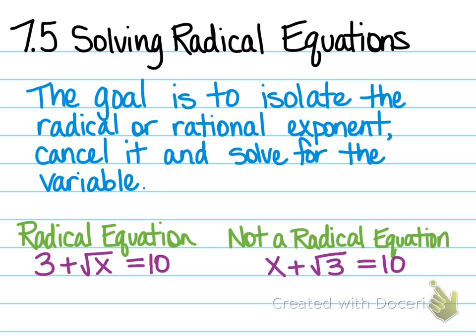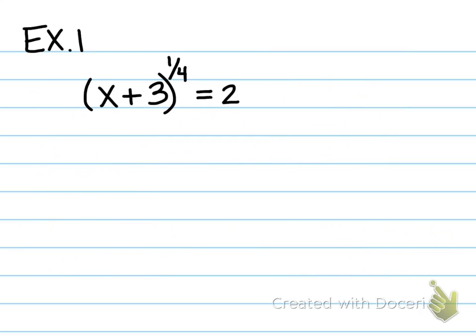It doesn't look like it when it's got that symbol on there, but if I take the square root of 3 and type it into my calculator, it's going to give me a numerical answer. The square root of x, I don't have an answer for, because x is a variable. So radical equations always have a square root or some type of root with a variable underneath, or a variable raised to some exponential power. So let's look at some examples on how to solve radical equations.